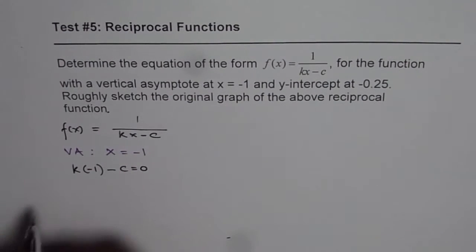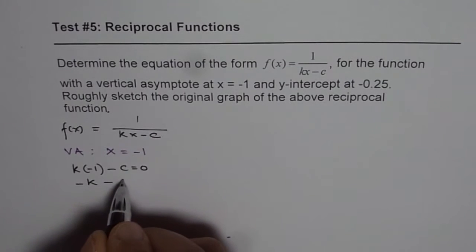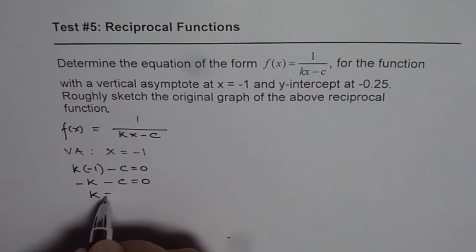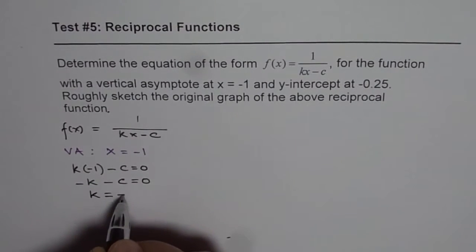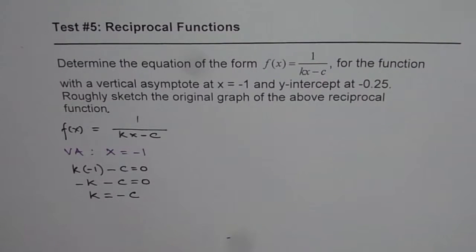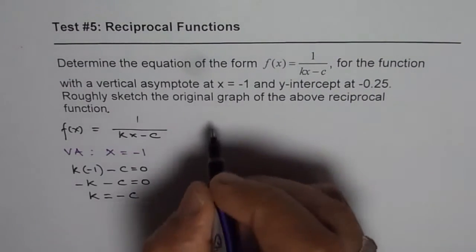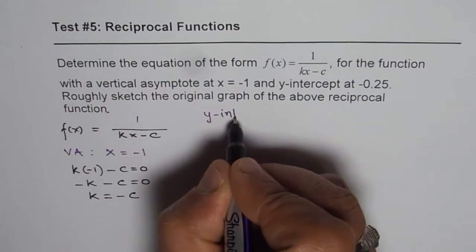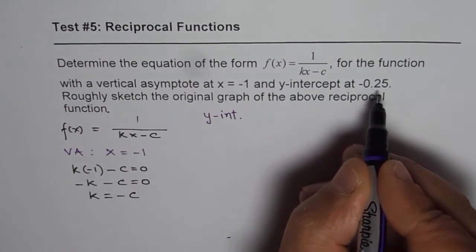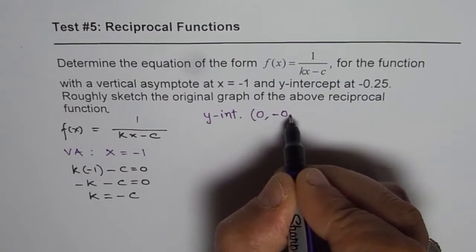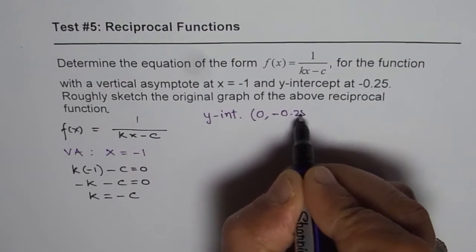Correct? So that gives us minus k minus c equals 0. Or we can say, if we bring k to the other side, k equals minus c. So that is one relation between these two unknowns, right? Now let us use the second condition, which is y-intercept at minus 0.25. That means the point is 0 for x and the y value is minus 0.25, right? So that is what is given.